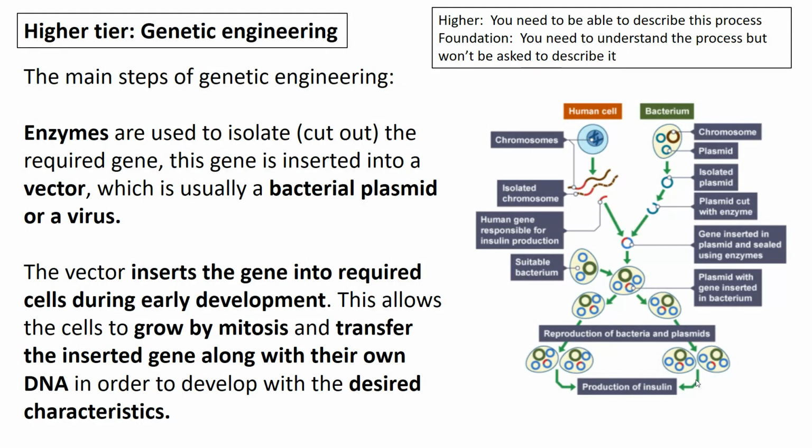So that means that all of the cells in that organism have their own DNA plus the DNA that you have genetically inserted. A good example of this is shown here in this diagram, where you've got this human cell with its chromosomes, and they've cut out the insulin gene and put that insulin gene into the plasmid of a bacteria. When that bacteria grows and reproduces itself by asexual reproduction, all of the resulting bacteria will have the insulin gene in that plasmid. So you can get that insulin gene expressed, get the protein out, and extract it to give to people who are diabetic, using human insulin genes to treat the disease.